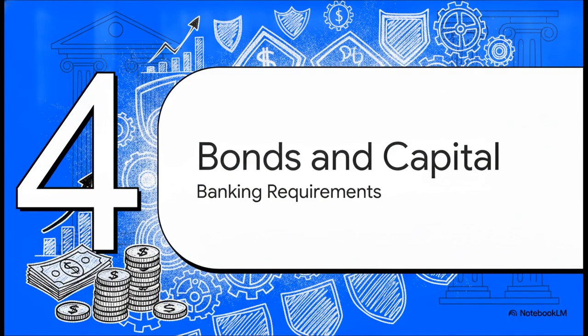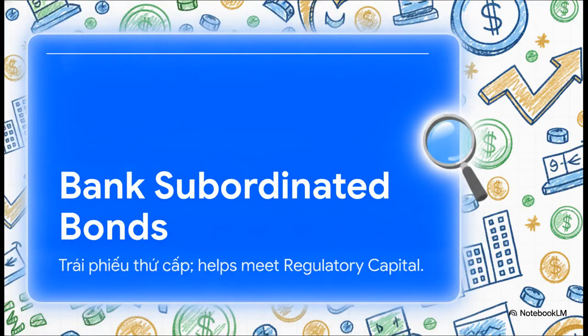Section 4. Bonds and Capital. Banking Requirements. All right, now let's imagine our company interacts with a massive bank. We need to understand how these next two terms rely entirely on each other. First up, bank subordinated bonds.